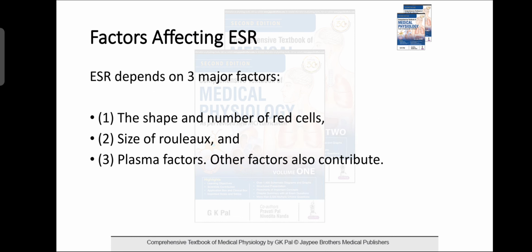Which are the factors which affect the ESR? ESR mainly depends on three major factors: shape and number of the RBC, size of rouleaux formation, and plasma factors. So these are the factors which affect the ESR.